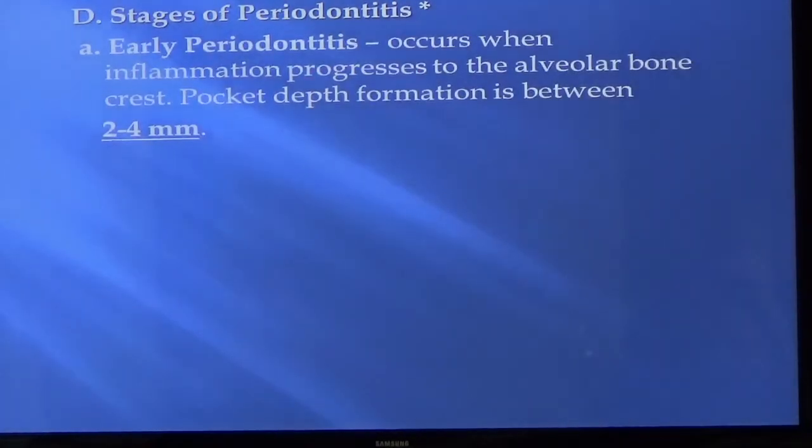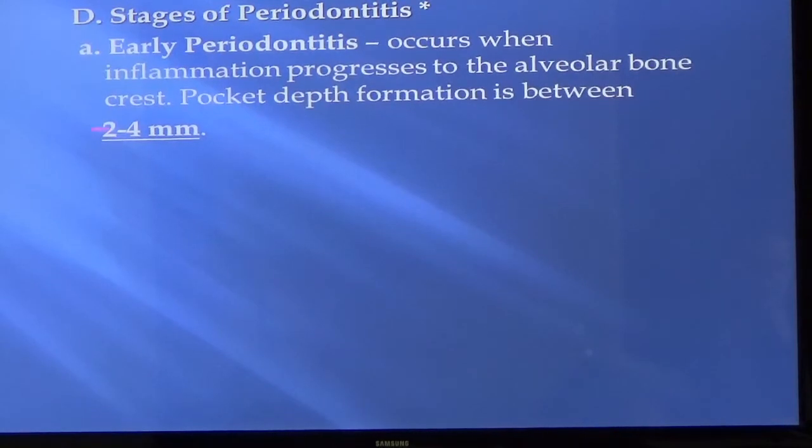The stages of gum disease or periodontitis. Early periodontitis occurs when inflammation progresses to the alveolar bone crest. Pocket depth formation is between 2 to 4. Bleeding on probing, sensitivity, poor hygiene. Okay. Early periodontitis.